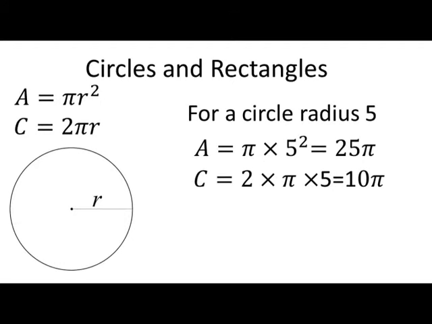Here's another example. Let's say the radius is 5. Then the area is pi times 5 squared. That's 25 pi. Circumference is 2 times pi times 5. That's 10 pi. Now, this might be a good time to pause the tape for just a minute and go through this and make sure that you can get these same answers.